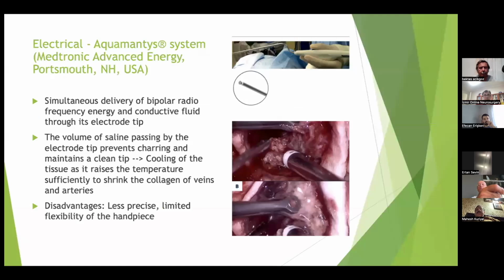A recent advance is the Aquamantys system. The problem we usually encounter with bipolar forceps is that there can be eschar formation, which can be quite sticky to the bleeding blood vessel. Once you try to take the bipolar forceps off, it will start to bleed again. This is largely prevented by the Aquamantys system, in which saline passes through the electrode tip, which prevents charring and maintains a clean tip. But the disadvantage is that it is a bulky handpiece and can be quite difficult to manipulate. The tip is also big, and it can be less precise.